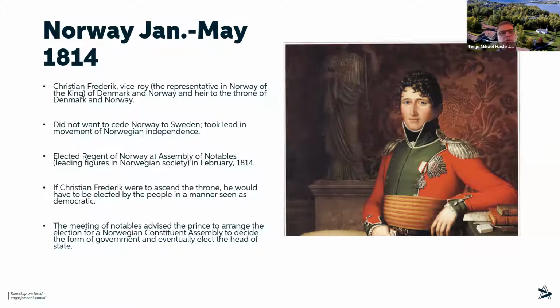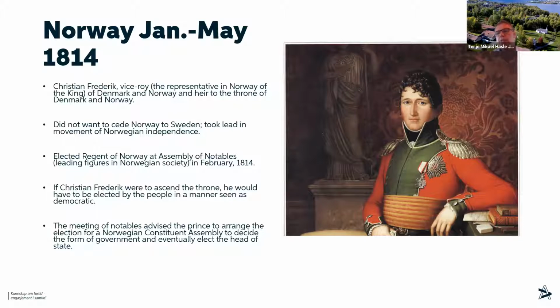This is a picture of Christian Frederick. He was the viceroy, or the representative in Norway, of the King of Denmark. He's also the heir to the Danish throne, or to the throne of Denmark and Norway. He was very against the secession of Norway to Sweden, and he took a lead in a movement toward Norwegian independence.